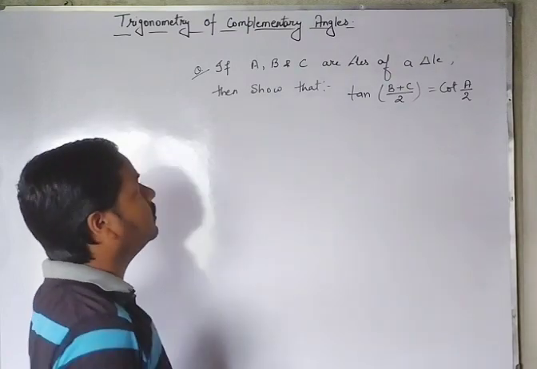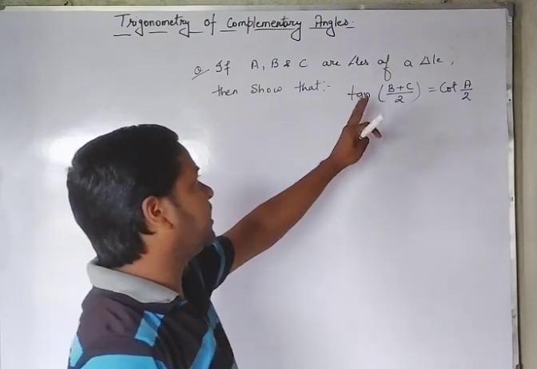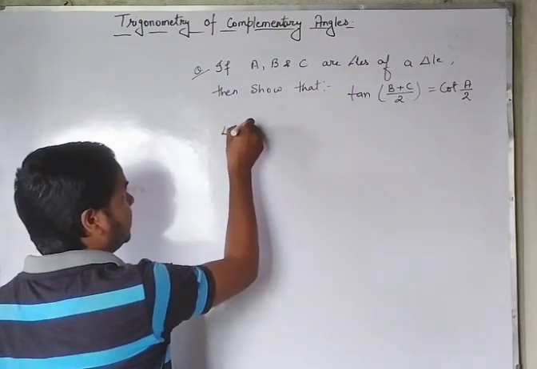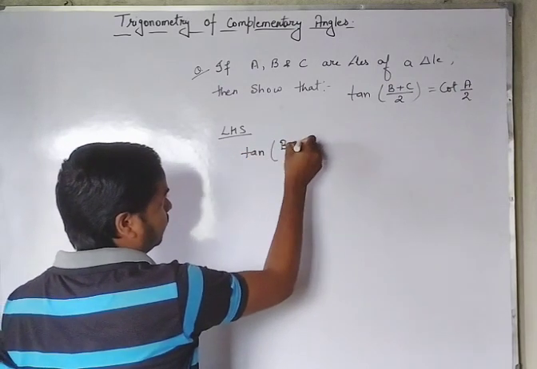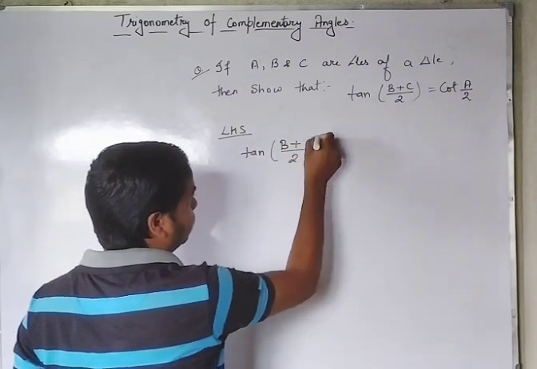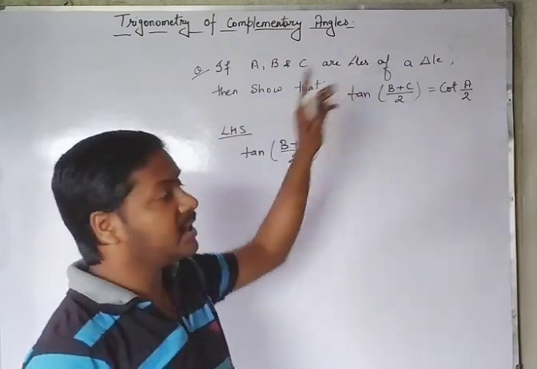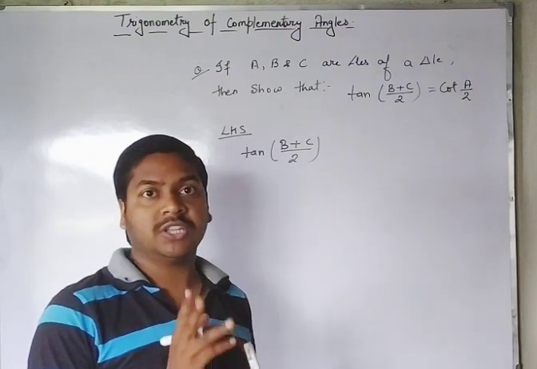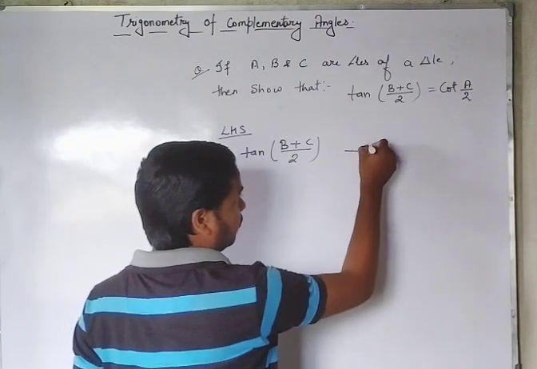How will we show it here? Simple way. Either take LHS or RHS, we will be able to. I am taking LHS here. LHS is given as tan (B plus C) by 2. Now, since A, B and C are the angles of a triangle, by angle sum property, on adding all three angles, it will give us 180. Let it be equation 1.